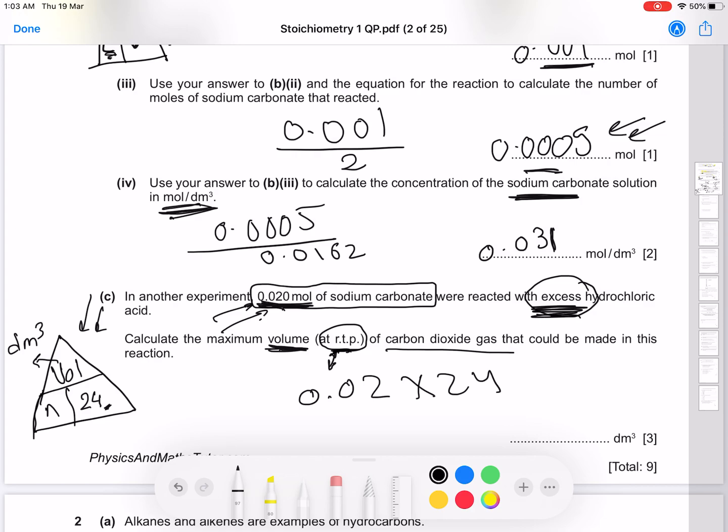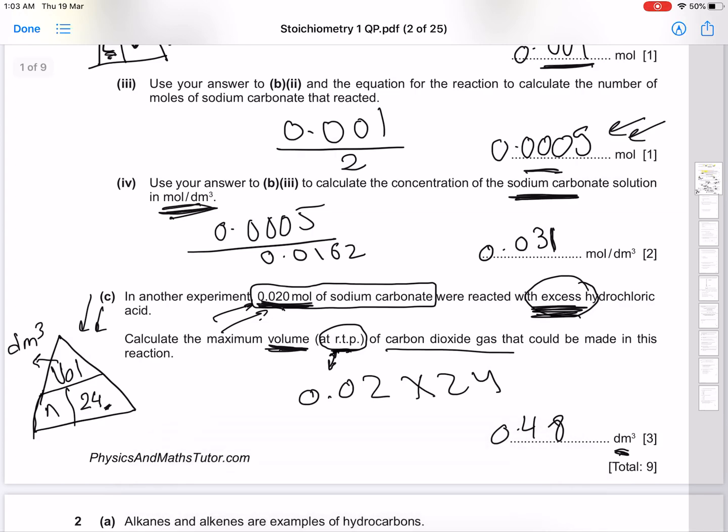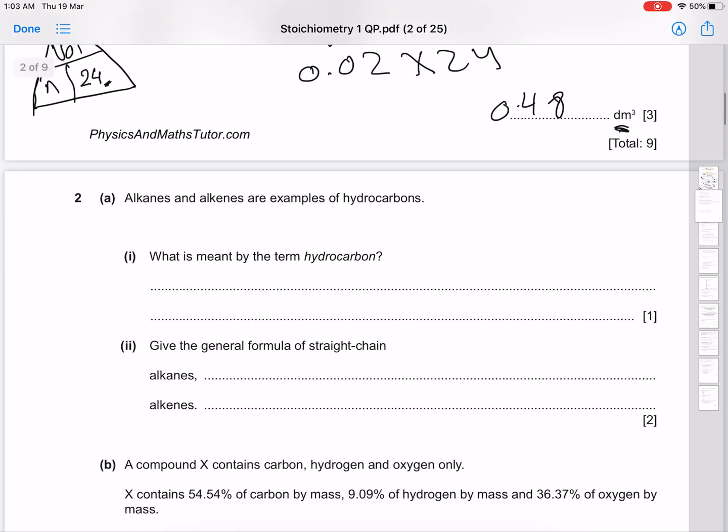Just give me a second to do the calculation. It's going to be 0.48 decimeter cube. The answer for this volume will always give you the volume in decimeter cube directly. Okay, that was question 1. It was easy. There's nothing hard about it. Let's move to question 2.